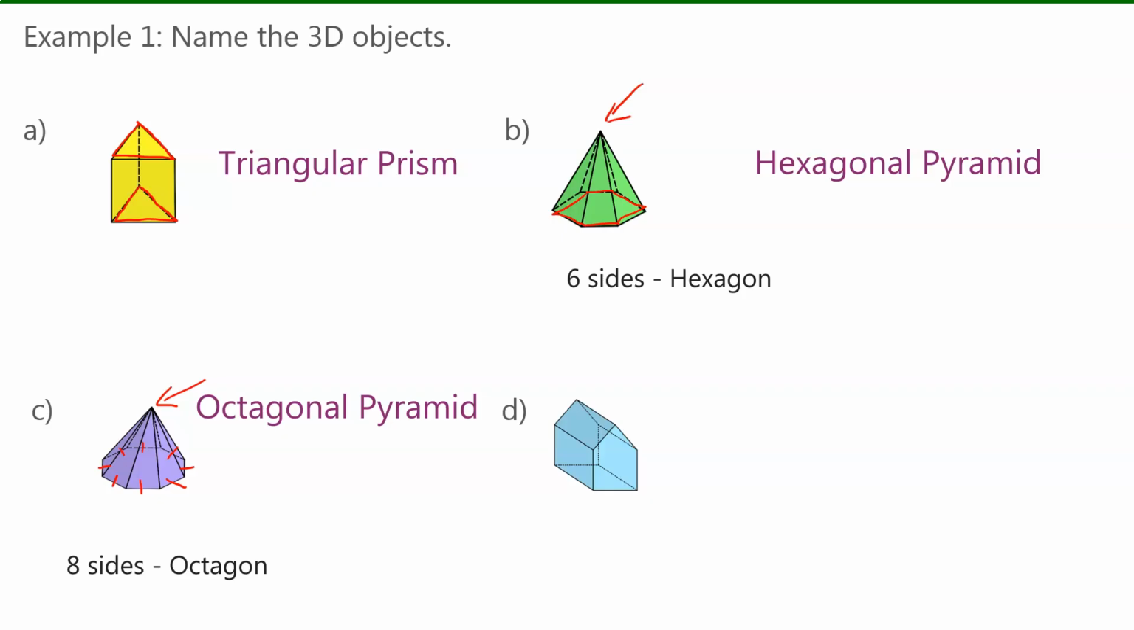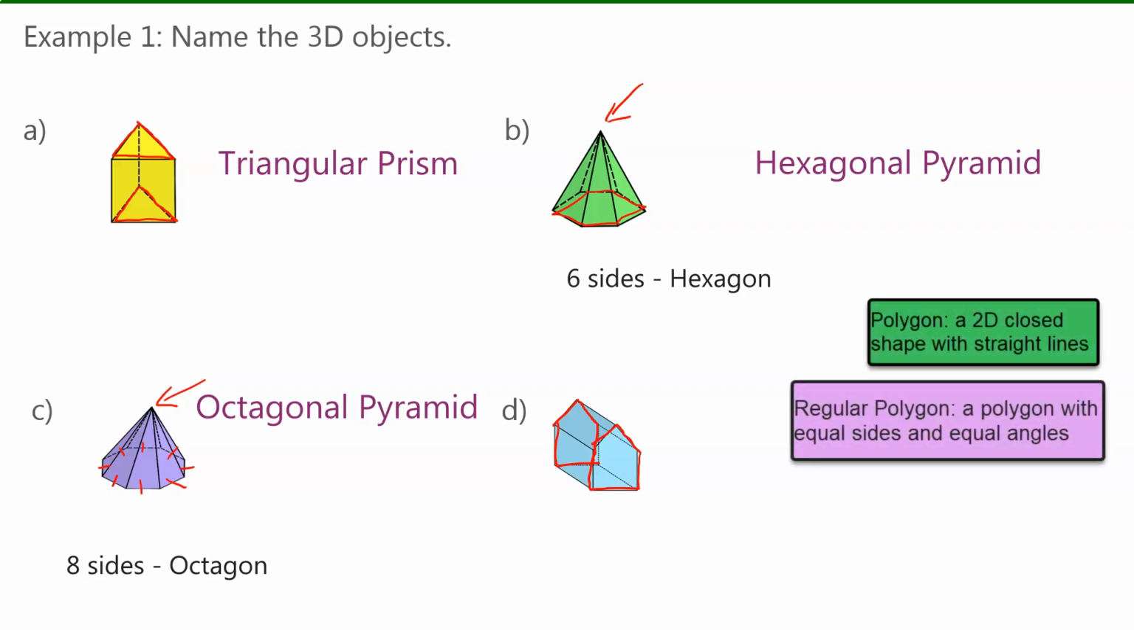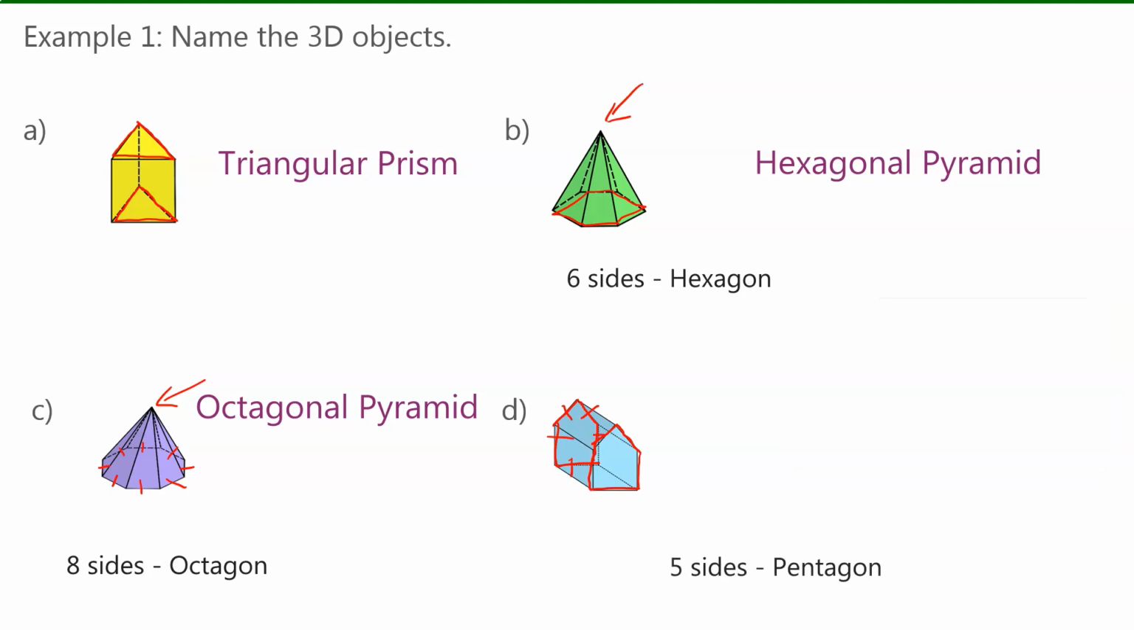Looking at D, D looks a little bit different than the typical shapes that we've seen, but I can see that I have a shape back here and a shape here in the front that are congruent. Each of those shapes, even though it's not a regular polygon, it is a polygon, but each of those shapes has 5 sides, and 5 sides would be a pentagon. So in addition to those two faces, we have rectangles for the remaining sides. So because the rest of the sides are rectangles, this would be a pentagonal prism.